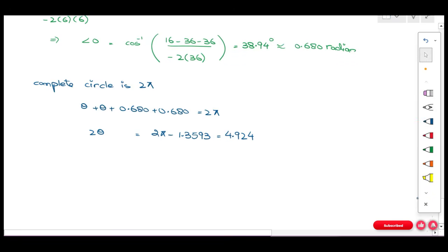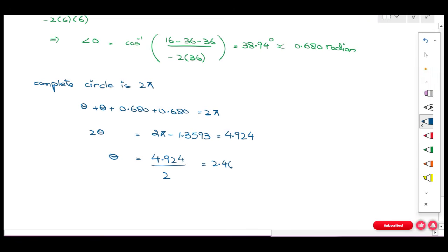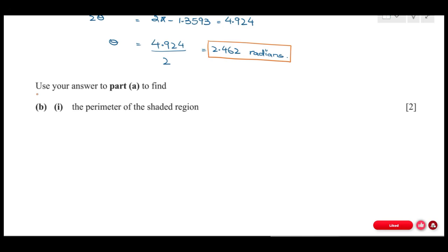Now in order to solve for that theta, theta would be equal to 4.924. You have to divide it by 2. Let me divide it by 2. 2.4619 or 2.462. So that is 2.462 radians. This is the angle in the radian mode. All right, so now for the second part, use your answer to part A. This is the answer of part A.